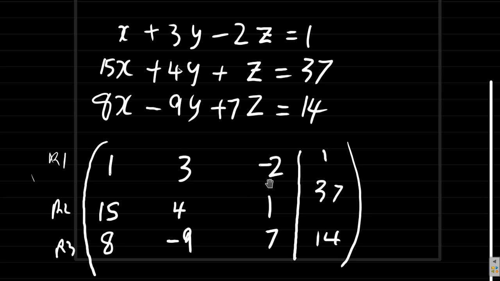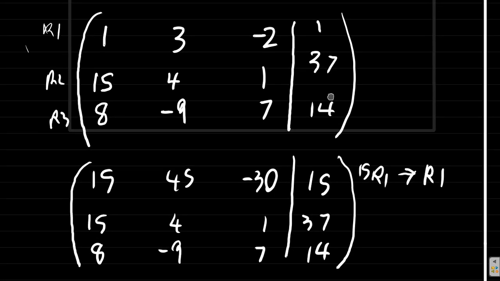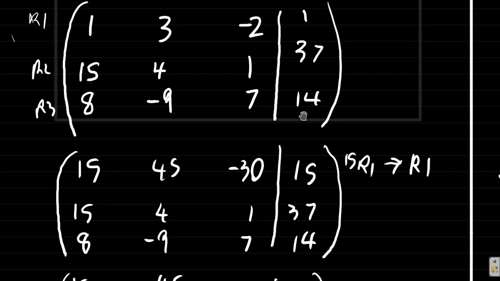1, 3, negative 2 equal 1. Good. 15x plus 4y plus 1z equal 37. Good. 8x minus 9y plus 7z equal 14. Good. So just want to review, make sure everything is all right. 15 times row 1. 15 3 is 45. 15 2 is 30. Negative 30. 15. We keep row 2 as it is. Keep row 3 as it is. Good.